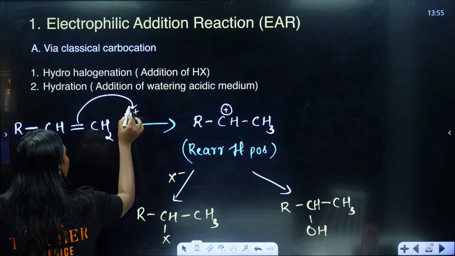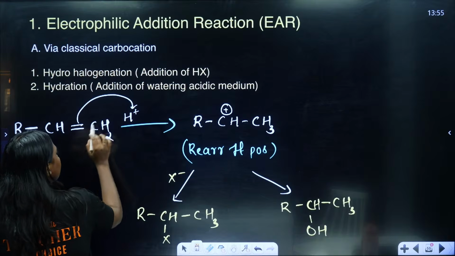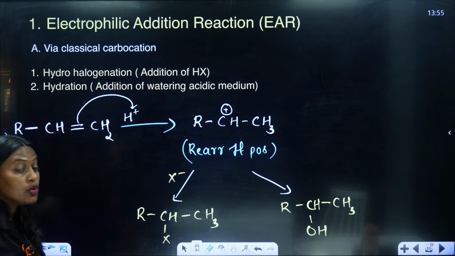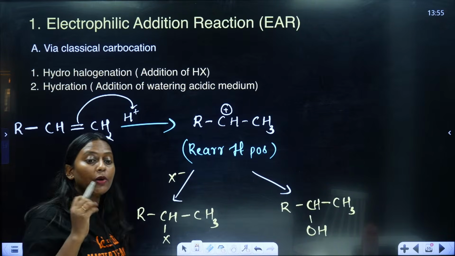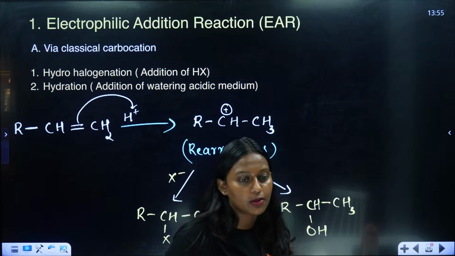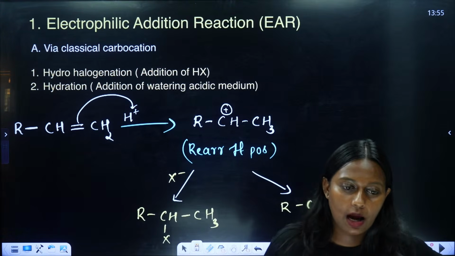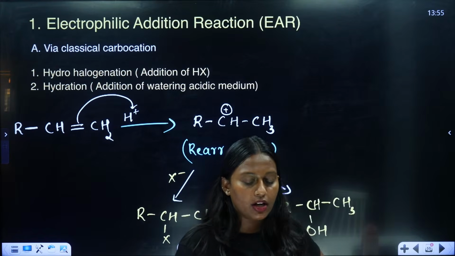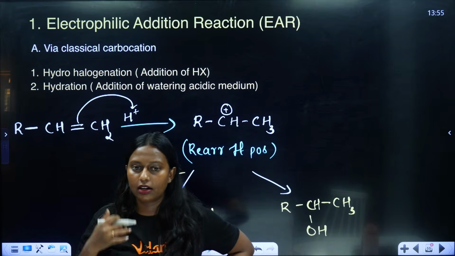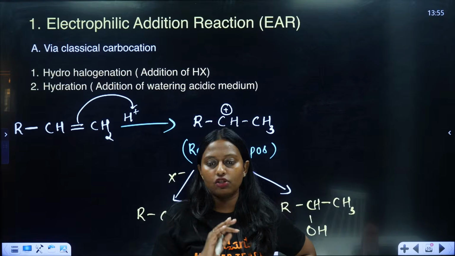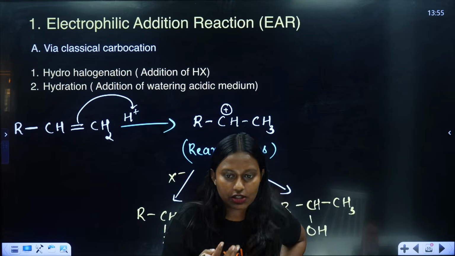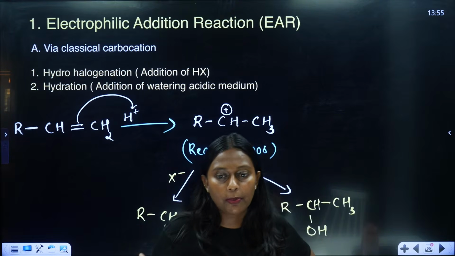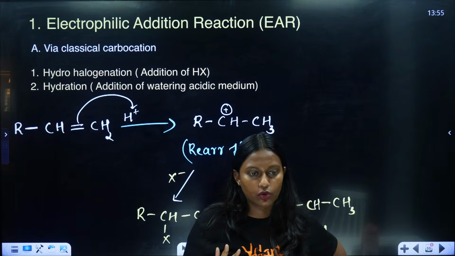Protonation will happen. On one side, hydrogen will be added. If rearrangement is possible, rearrangement will happen. This is actually very important: haloalkanes and haloarenes, electrophilic addition and named reactions. You can expect, I don't know how many questions, because in every chapter we are covering named reactions.